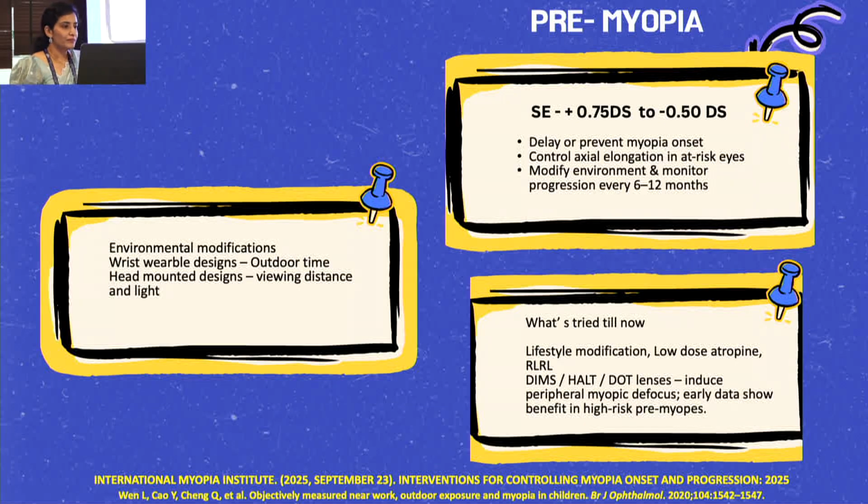So Gigi madam was talking about pre-myopia. Actually DIMS and HALT can be given, is what they say, but to a child who does not need glasses, you cannot ask them to wear glasses. So that is very debatable.